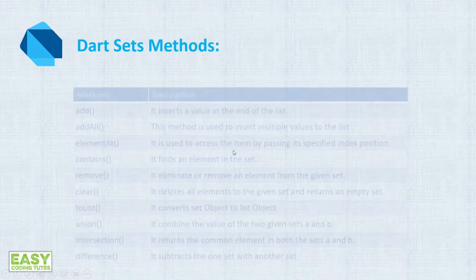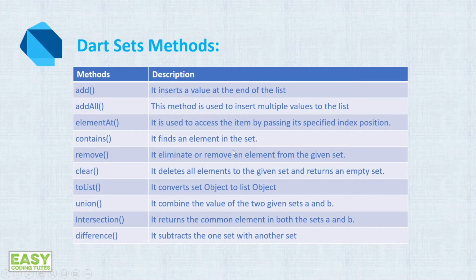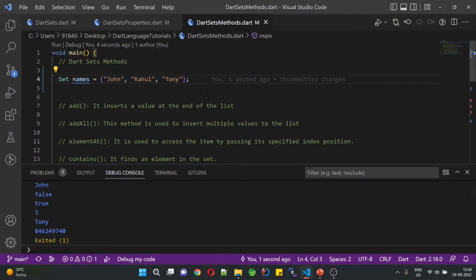Dart sets methods. These are the list of Dart sets methods with their description. Let's understand all these common methods with the help of one example. Here I have taken the same variable names and I will perform all the operations with these methods. The first one is the add method. It inserts a value at the end of the elements.